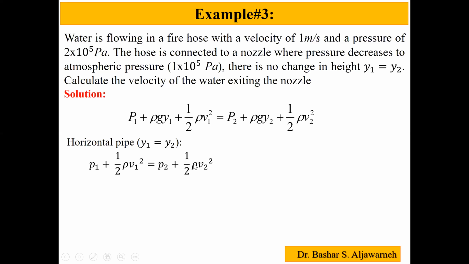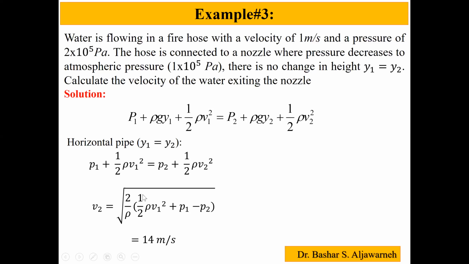Now, the density for water is known. One of the velocities is known. P1 and P2 are known too. So we can solve for the second velocity by taking P2 to the other side, then multiplying by 2 and dividing by rho, then taking the square root. You will end up with this formula.